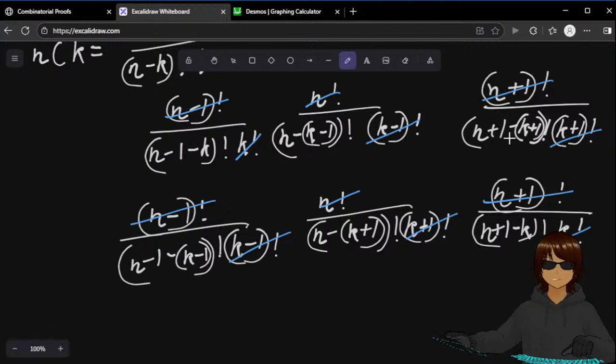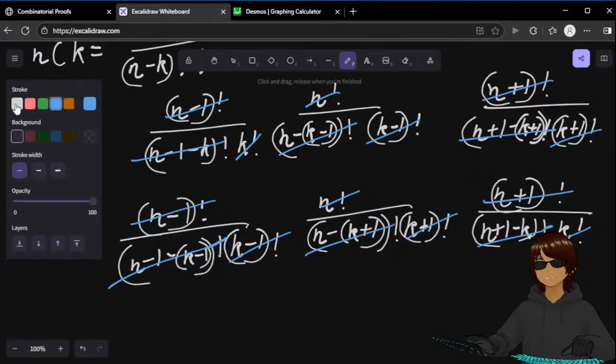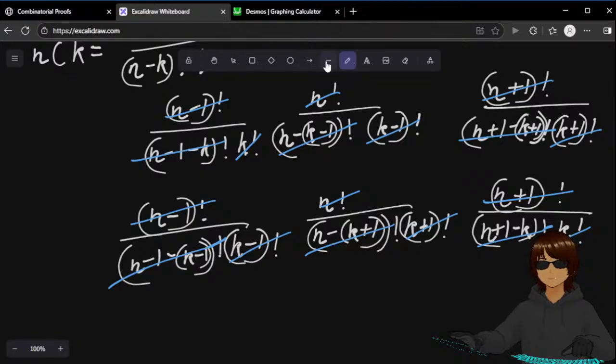Oh, no, wait. n plus 1 minus k minus 1. That's just n minus k. Over here, n minus 1 minus k plus 1. That's also, so this and this are same. n minus k plus 1. That would be here. n minus k minus 1, n minus k minus 1, that would be here. So the theorem is true. So this is true then.